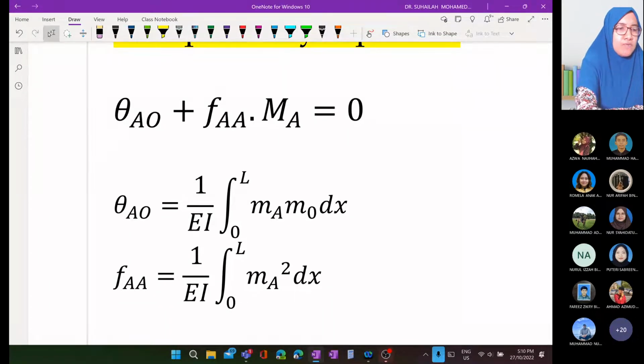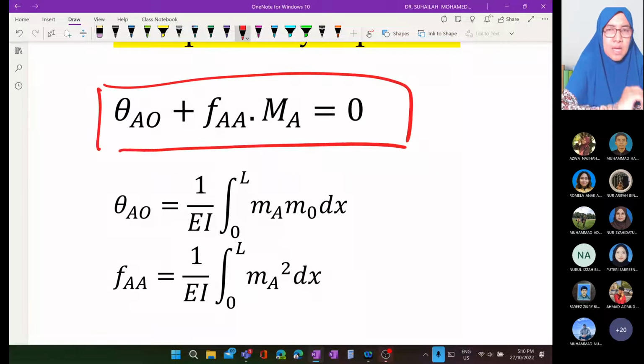This form will be the standard compatibility equation that you are going to use to analyze all types of structure. The first notation will refer to the redundant position. When the redundant is located at A, this will be A. So it can be B, it can be C, it can be D, depending on the redundant position. And F also will be fixed. F is the flexibility coefficient.